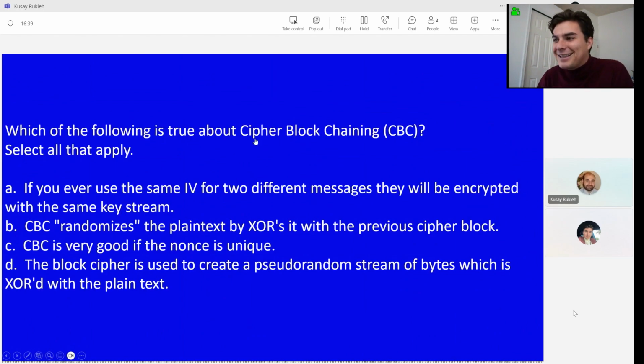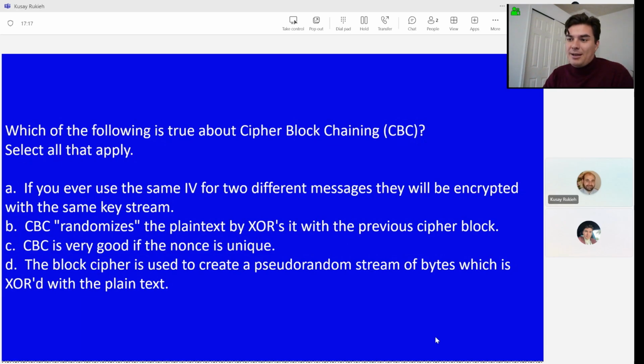Now, which of the following is true about CBC, or cipher block chaining? Again, the first question you ask yourself is: is CBC a stream cipher or a block cipher? Cipher block chaining is a block cipher. If you ever use the same initialization for two different messages, they will be encrypted with the same key stream. That kind of throws me off with key stream. I don't like that. Let me take a look at the next one. Cipher block chaining randomizes the plaintext by XORing it with the previous cipher block. True. We know that's for sure true.